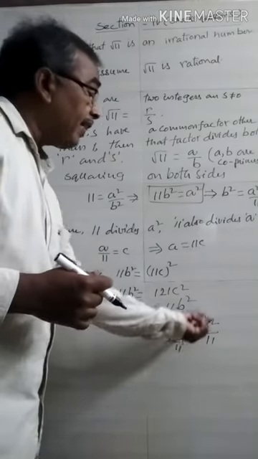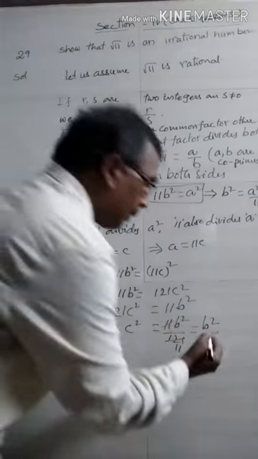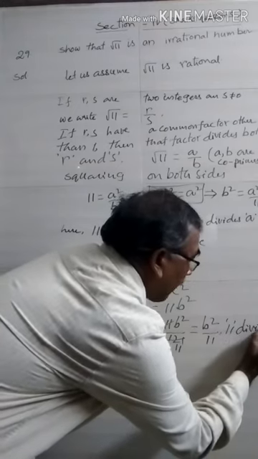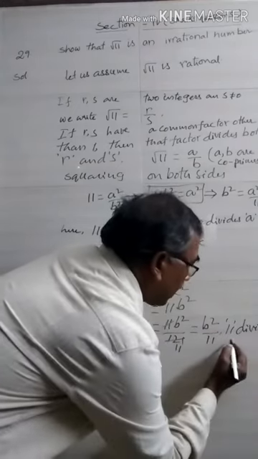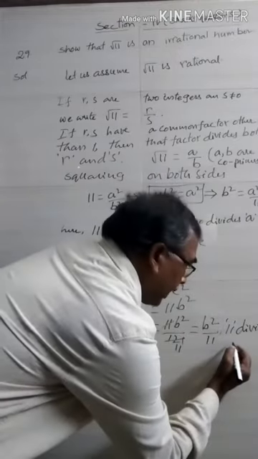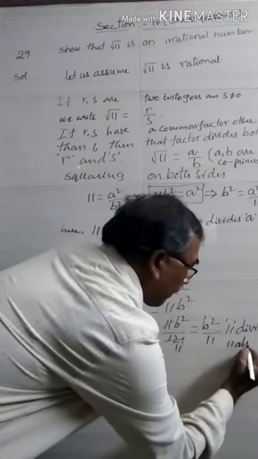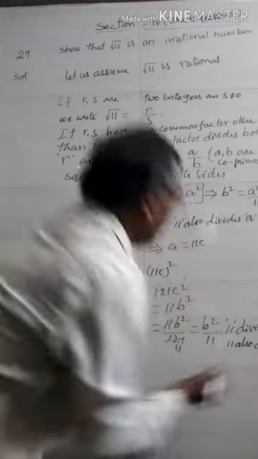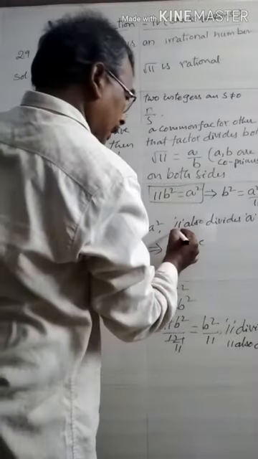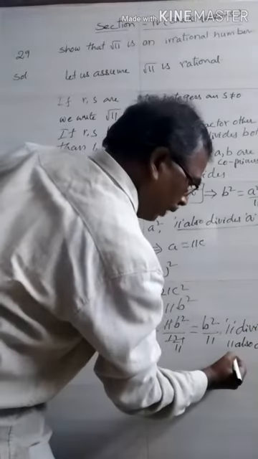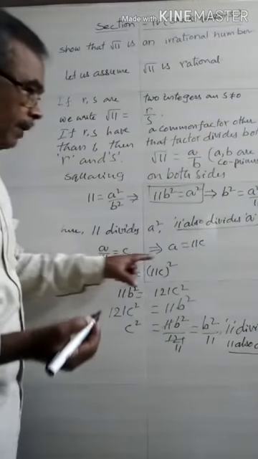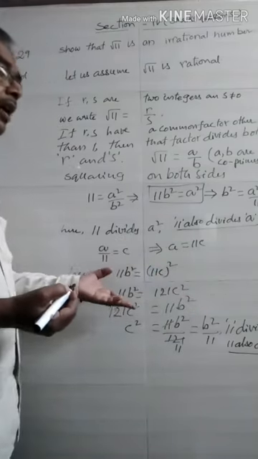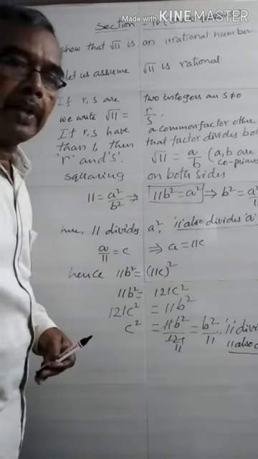That means 11 divides B square. That means, using theorem 1.6, 11 also divides B. That means here we get 11 divides A, and 11 divides B. That means 11 is a common factor of both A and B. This contradicts the fact we knew previously.